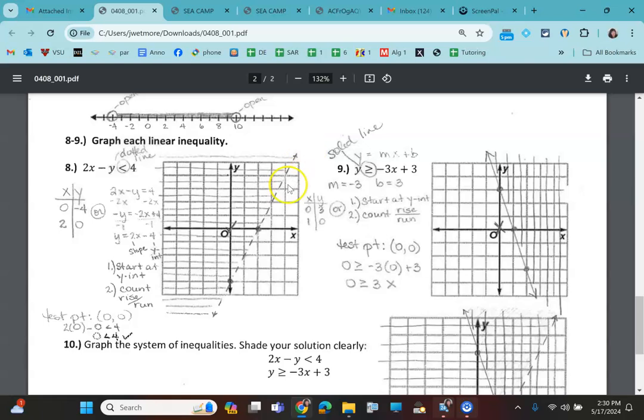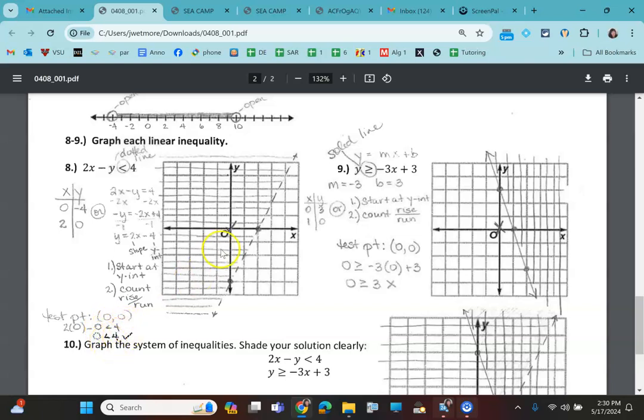All right, so now that I've got my line, I just have to figure out: am I going to shade on the left-hand side or the right-hand side? The way that I do that is with a test point. So I'm going to take a point that is not on the line. I like using (0, 0) if it's not on the line. And I'm going to plug that into my original problem. So that would be 2 times 0 minus 0 is less than 4, and that would give me 0 is less than 4.